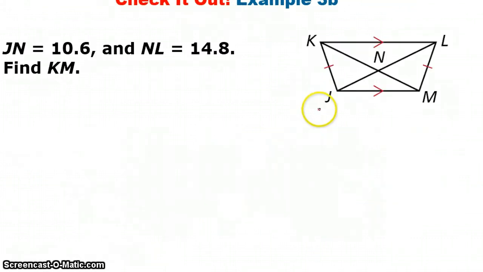Let's take a look at the next one. All right, we have another isosceles trapezoid. We have our tick marks showing the legs congruent, and we have the bases that are parallel to each other. So we have a situation here. They give us that the length from J to N is 10.6 and the length from N to L is 14.8. So they've given us information about this diagonal, and they want us actually to find the length of diagonal K to M.